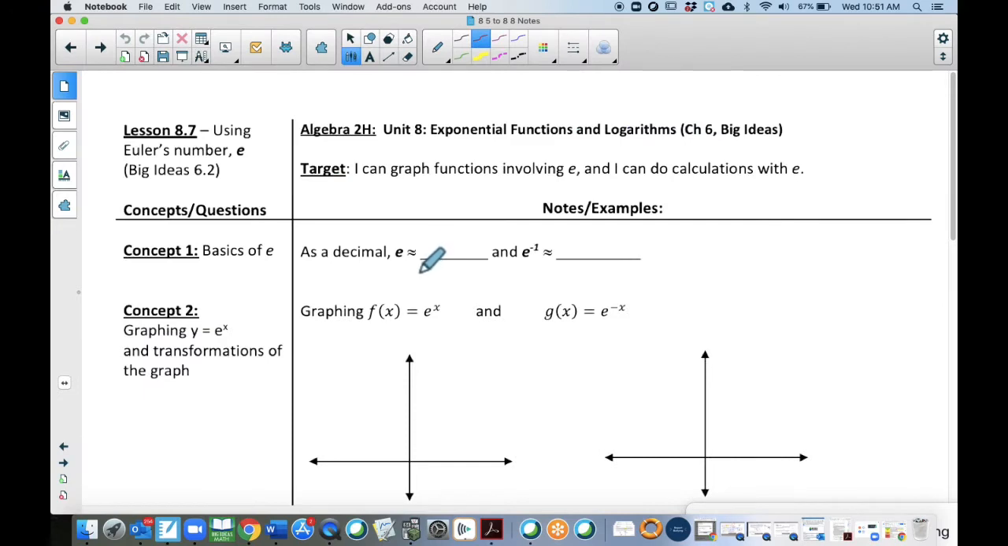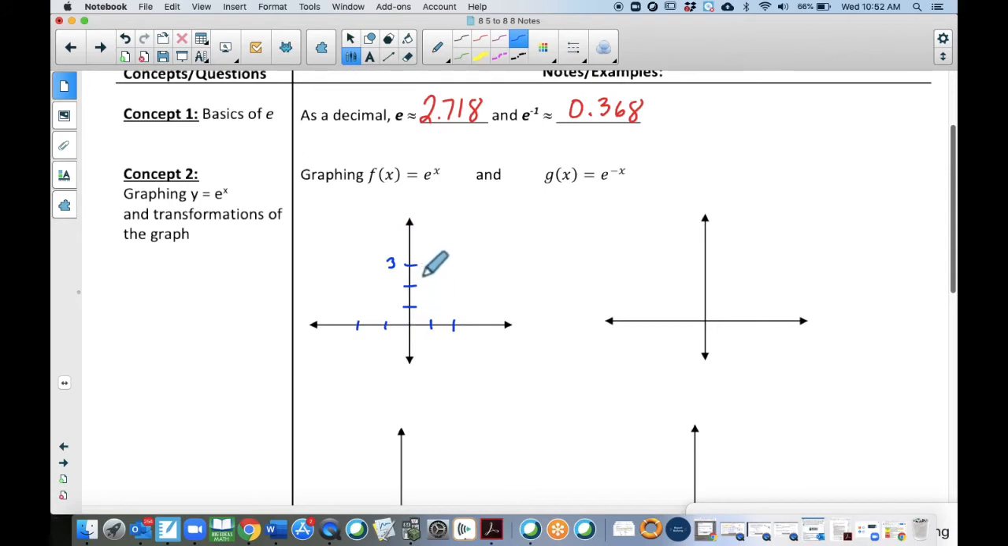From our calculator just a second ago, we got that e is 2.718, and e to the negative 1 is 0.368. Now, you do not have to memorize those because your calculator will give them to you. However, 2.718 is a good one to have in your head, even though you're not technically memorizing it, because as we do graphing, we're going to be estimating 2.718 on our graphs. And so on my graph, on my y-axis, I'm counting up to 3 because 2.718 is awfully close to 3. So that's how I'm going to set up my graph.